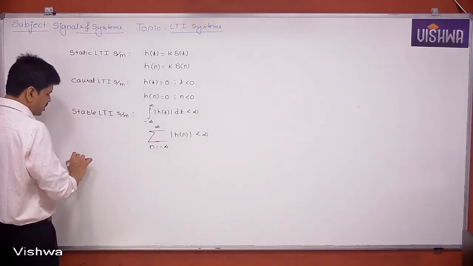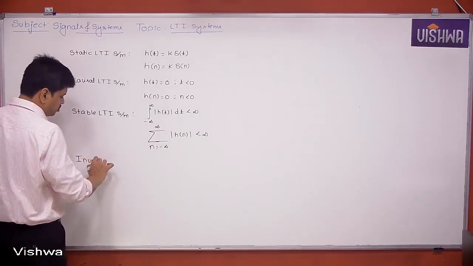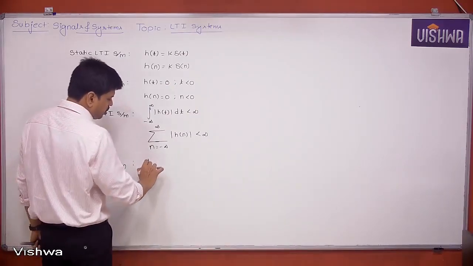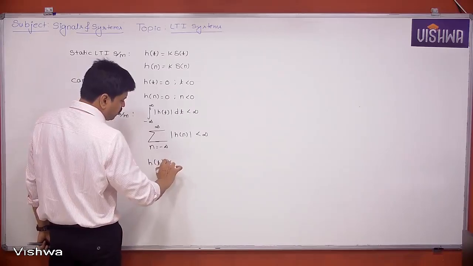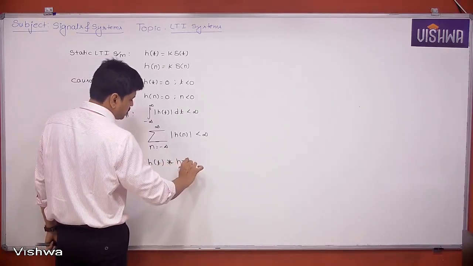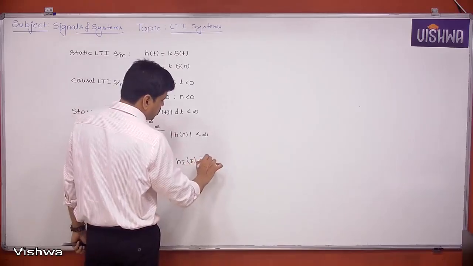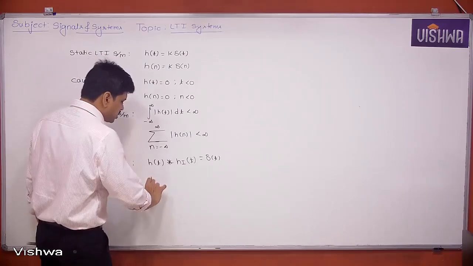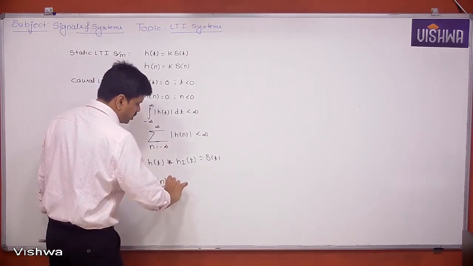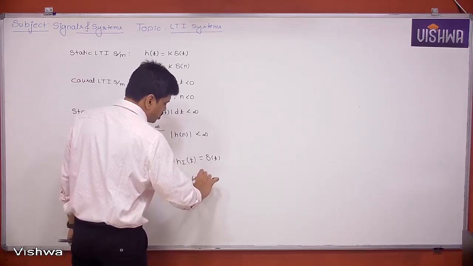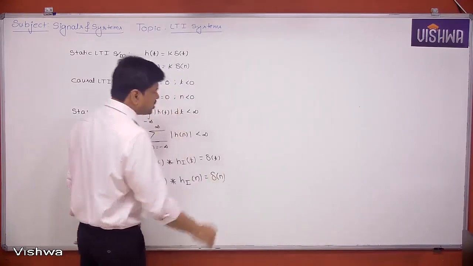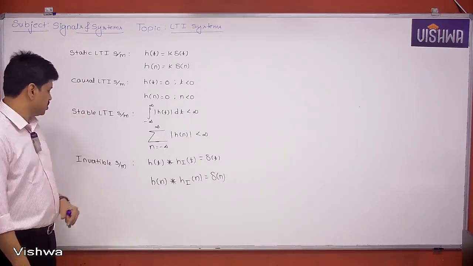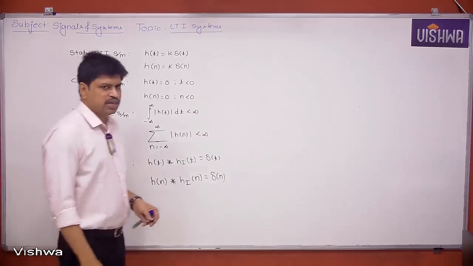Next, suppose if it is an invertible system, then the condition has to be h of t convolution with the inverse system impulse response hi of t has to be delta t. This condition has to be satisfied. Then in the discrete time case, h of n convolution with hi of n has to be delta n. So these conditions have to be satisfied, whether it is a static LTI system, causal LTI system, stable or invertible system. So these are the things what we have seen. I am just giving you a recap here.